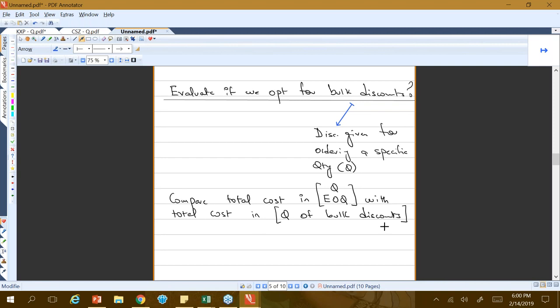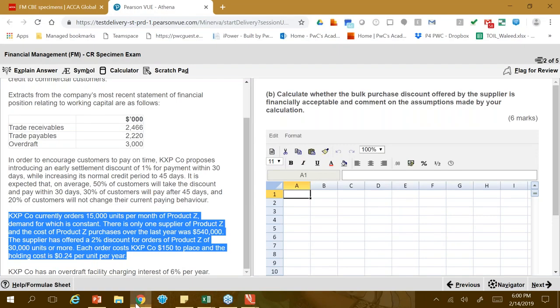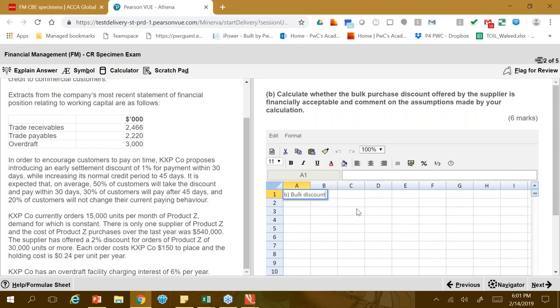So this is what I want you to do. Any other quick questions here? Will we compare 30,000 units with EOQ or the current purchasing? Yes, we'll compare the 30,000 units with the EOQ. Okay, fine, good. Let's go into solving this now. So we're looking to evaluate the bulk discounts scenario.